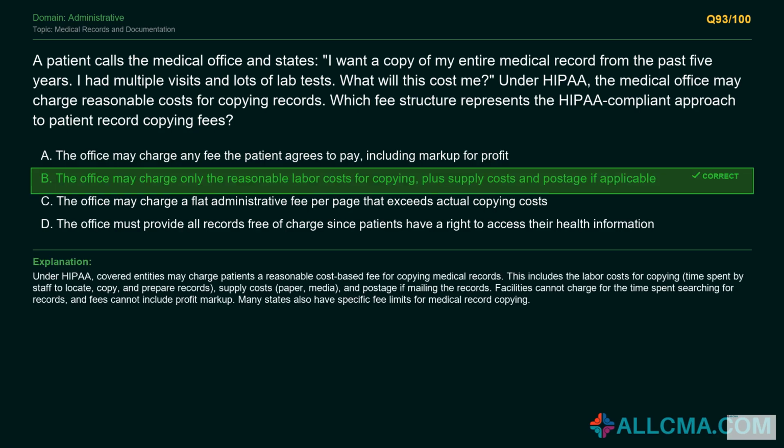The correct answer is B. Under HIPAA, covered entities may charge patients a reasonable cost-based fee for copying medical records. This includes the labor costs for copying, time spent by staff to locate, copy, and prepare records, supply costs, paper, media, and postage if mailing the records. Facilities cannot charge for the time spent searching for records, and fees cannot include profit markup. Many states also have specific fee limits for medical record copying.